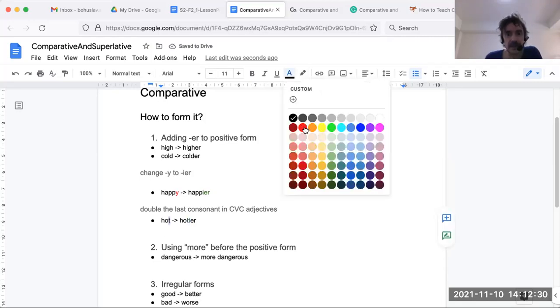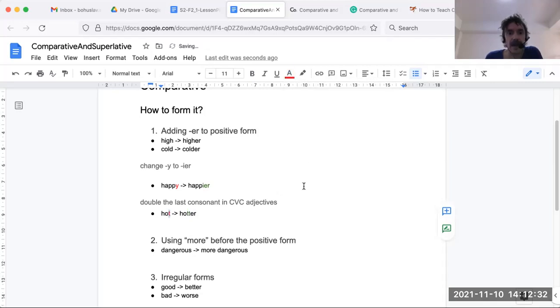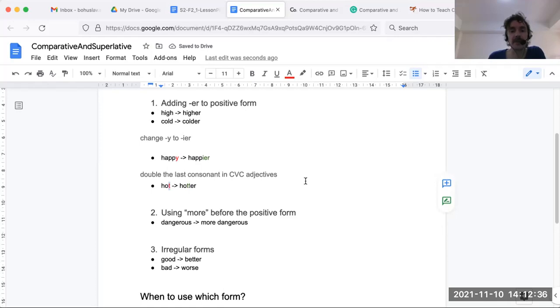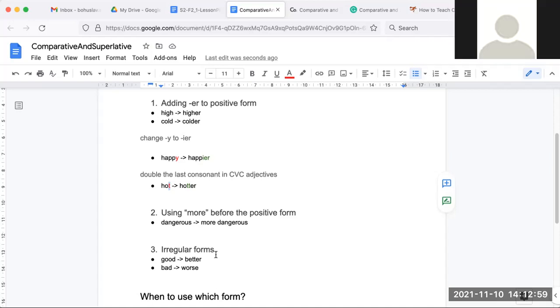Okay, this is being doubled. The second way to form the comparative is using more before the positive form. Dangerous becomes more dangerous. That's pretty simple. Dangerous, more dangerous. And then we have irregular forms. There are a few of them which have irregular forms, like good, better, bad, worse, far, farther.